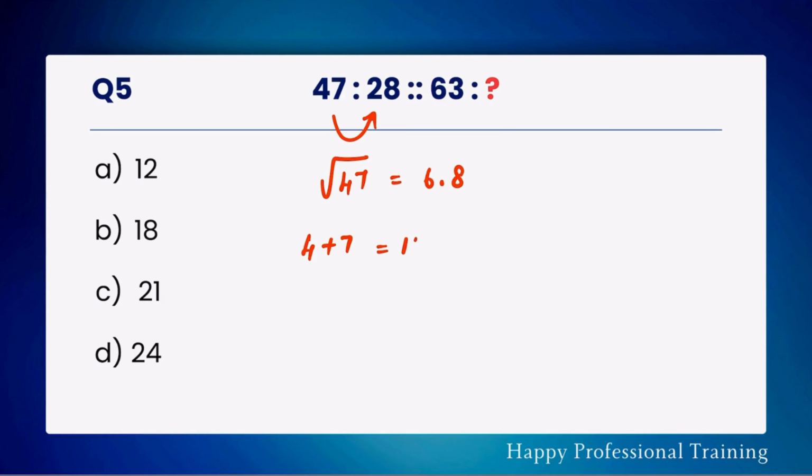It is 11. Let's try multiplying the digits. What is 4 into 7? It is 28. Perfect. This matches the first pair. Now what do we do? We apply the same idea to the second pair. 63, which is 6 times 3, and the answer is 18, option B.